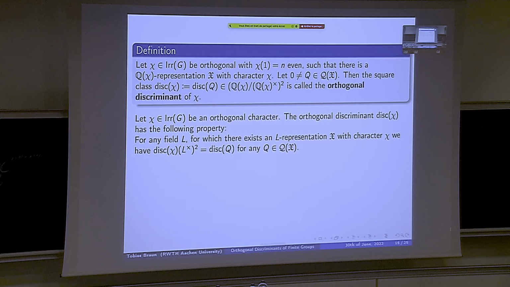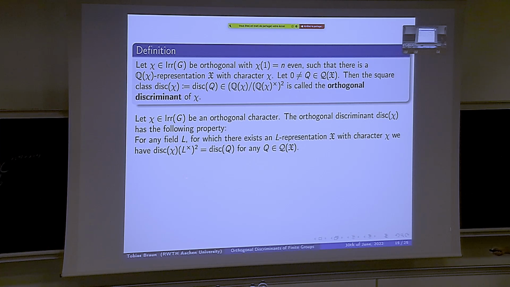So I want to comment a bit on this definition, or a bit on the property of an orthogonal discriminant. Here above you just see the definition again. Now the orthogonal discriminant has the following property. If you have an orthogonal character, then the discriminant satisfies the following. If you take any field L where you have a representation X that has the character chi, so the character chi is realizable over the field L, then you know that the discriminant of any non-degenerate form Q, which you can find in the space Q of X over this larger field L, will just be the orthogonal discriminant up to squares in L.